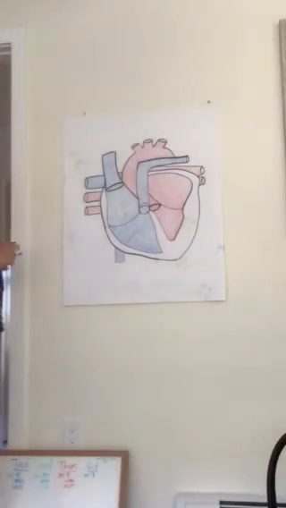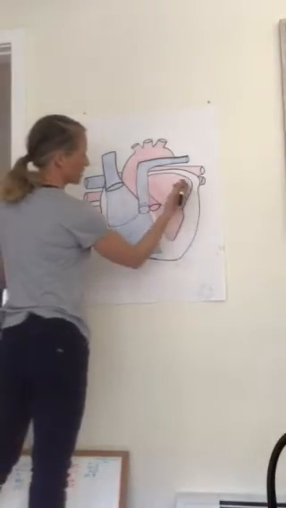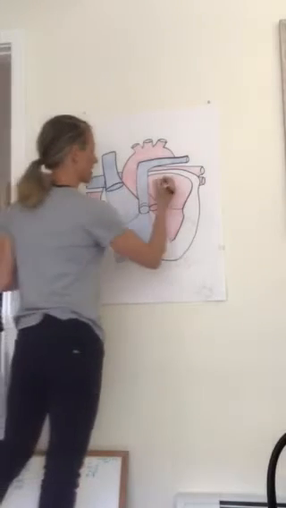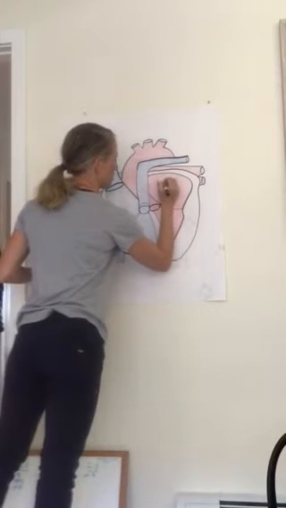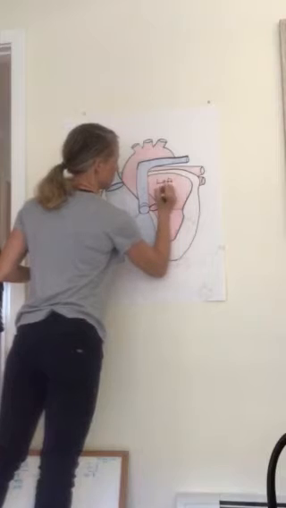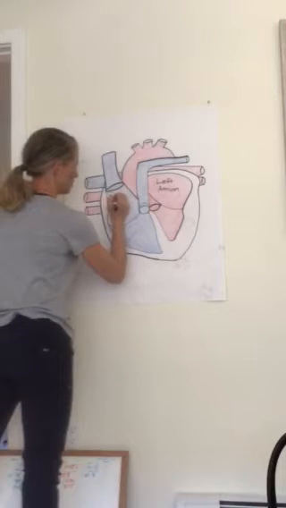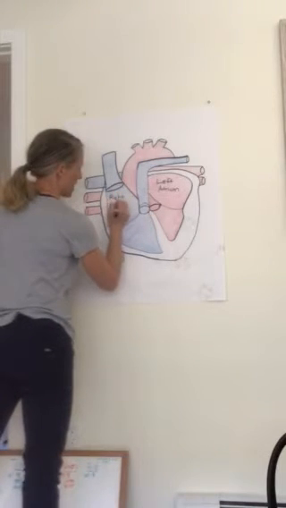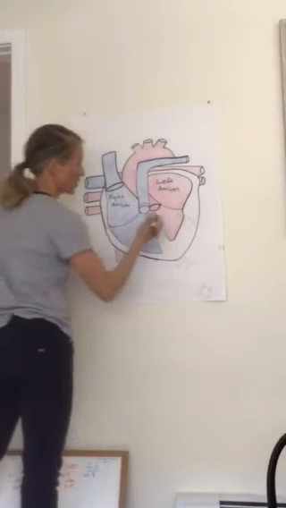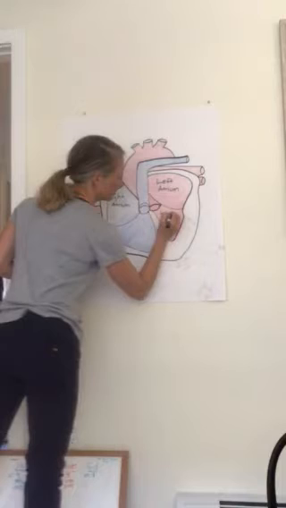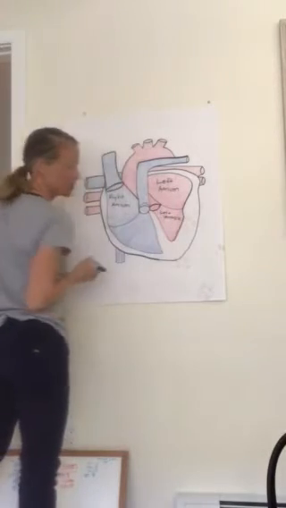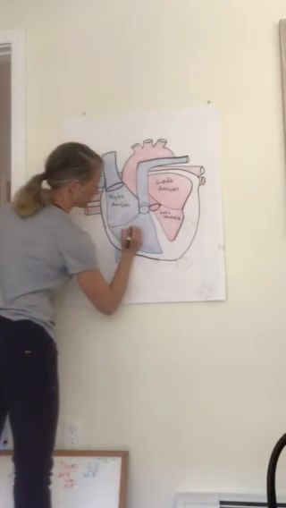So here we have, this is the left side, and I'll explain that in a second, but the atriums are at the top, so we have the left atrium, and this would be the right atrium. And then the chambers on the bottom, because there are 4 chambers in the heart, we have the left ventricle. And the 4th chamber is the right ventricle.